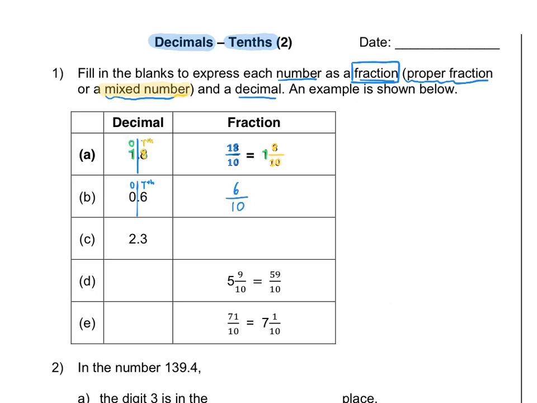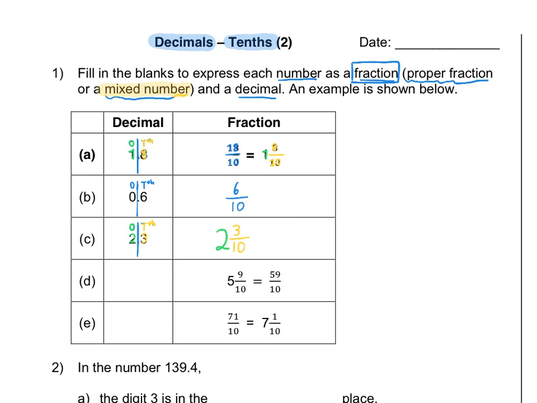Let's go on to part C, 2.3. Same thing, we label the place value chart. Okay, we know that in this case, there are 2 ones, so it's 2 wholes. How do I write 3 tenths as a fraction? It is simply 3 tenths. Therefore, the answer for part C is 2 wholes and 3 tenths. Moving on next, let's look at part D.